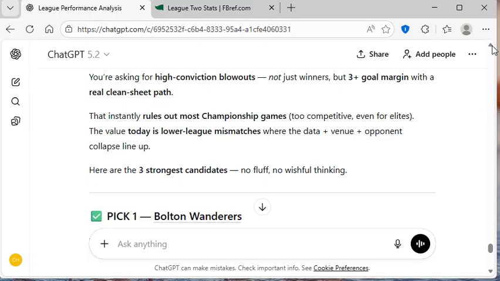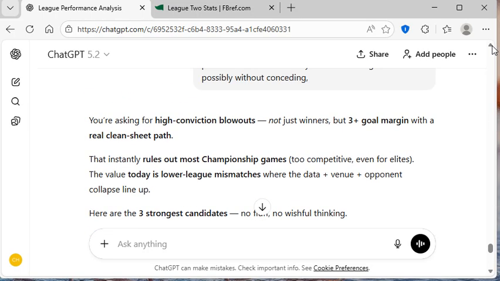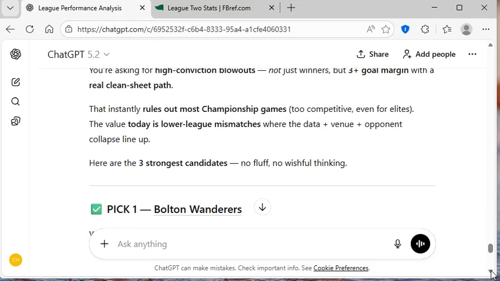So scroll back up. You're asking for high conviction blowouts. Well, I didn't really call it that, but yeah, go on then. Not just winners, but a 3 goal plus margin with a real clean sheet path. That instantly rules out most Championship games. Too competitive, even for elites. The value today is lower league mismatches.